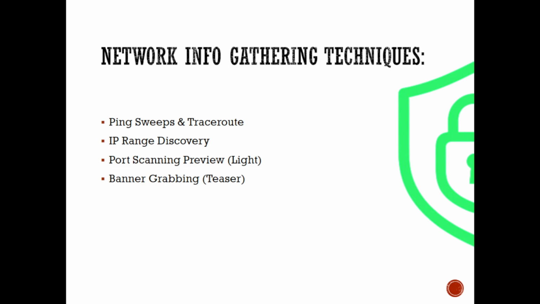Network info gathering techniques. 1. Ping sweeps and traceroute. Map the path to a target, identify firewalls, gateways, and response times. 2. IP range discovery. Find all systems hosted on a domain or company. Tools: Shodan, Netcraft, Censys. 3. Port scanning preview, light. Find open ports passively using tools like Shodan. Save full scans for later modules.